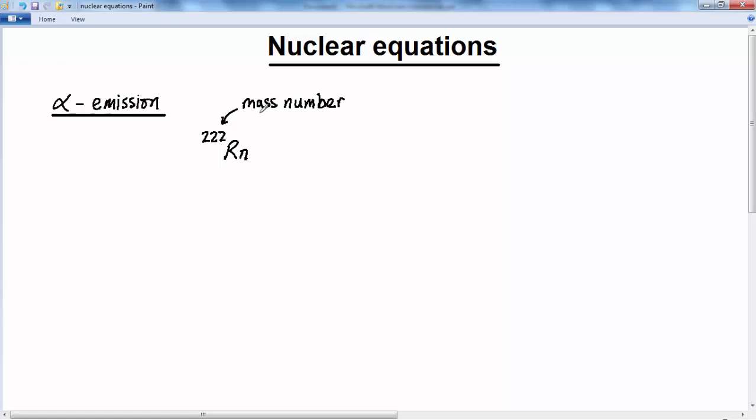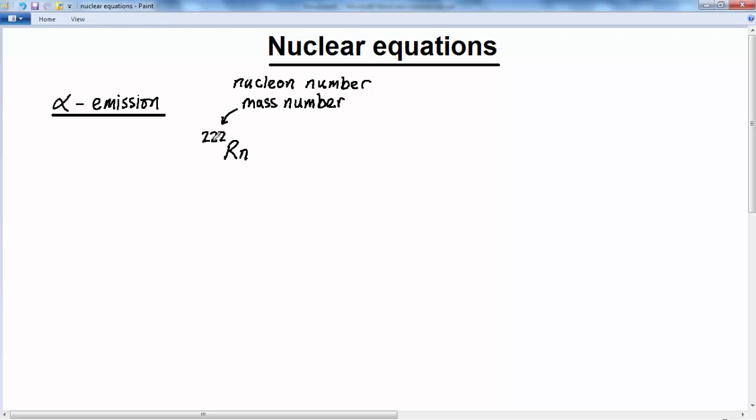A lot of teachers aren't really happy with the term mass number because it's a bit confusing, because it's not really a mass, it is just a number. So the modern term for this is the nucleon number, and it refers to the number of nucleons that are present in the nucleus. Now, a nucleon can be a proton or a neutron. Both of those are nucleons.